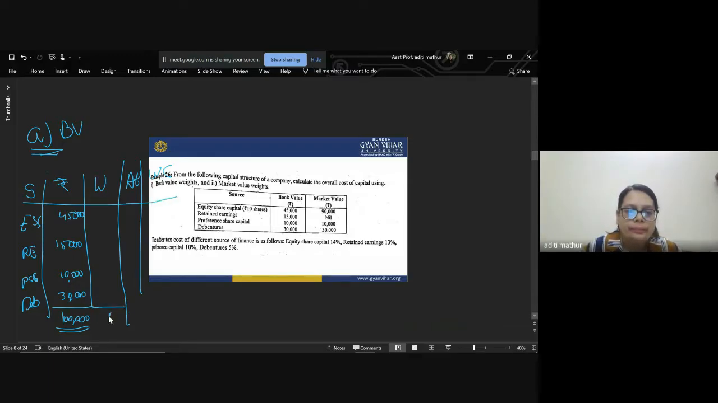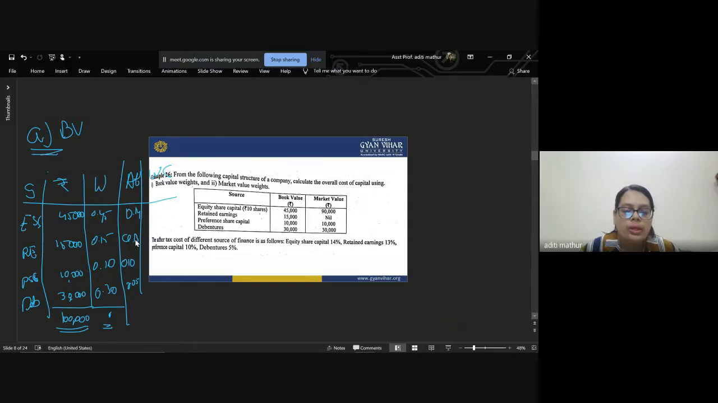So now let us start writing the weights. The weight for equity share capital is 45 divided by 100. It is 0.45, 0.15, 0.10, 0.30, which is equal to 1. After tax rates are also given, that is 0.14, 0.13, 0.10, and 0.05. Let us multiply them up and get our weighted cost.